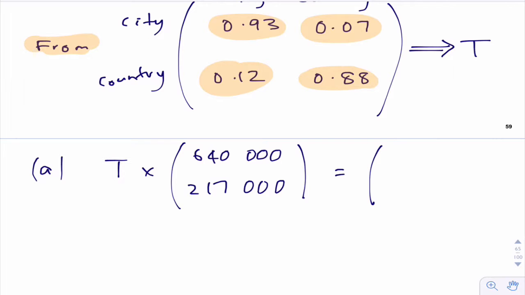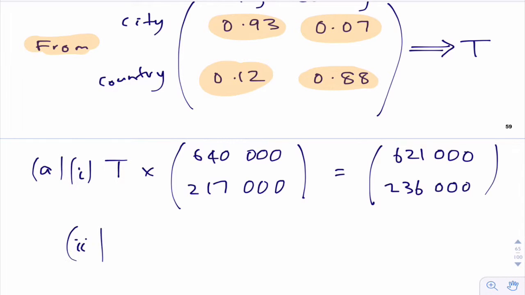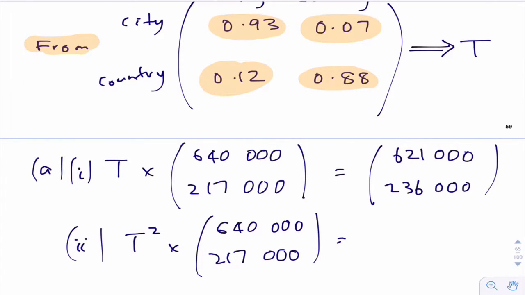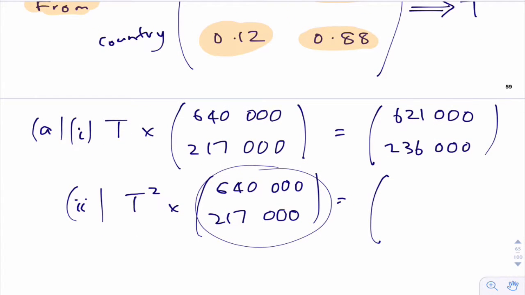When you do that on your calculator, you would get 621,000. This wants it to the nearest thousand, and 236,000. Okay, what's going on in 10 years' time? In other words, that's 2 periods here. So that's just T squared times our initial numbers, 640,000 and 217,000. You could either write this matrix out or define this matrix here as matrix M and then just go T squared times M. So if you do that to the nearest thousand, you get 606,000 and 251,000.